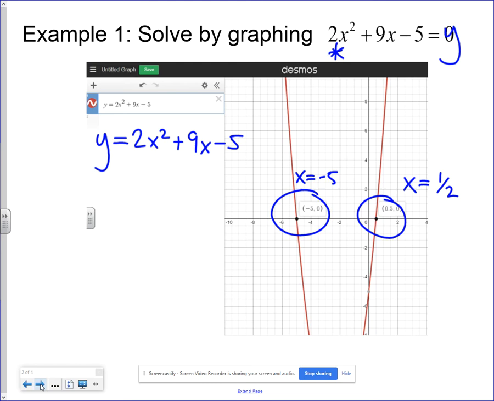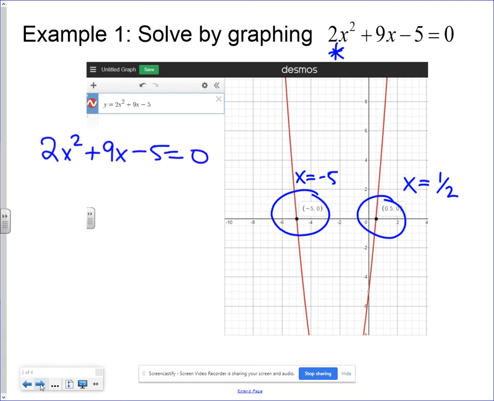x equals 1/2. I could have solved this one by factoring. Let's just do this one by factoring, but you don't have to do it by factoring, because today I want you to just use Desmos. But I want to show you why this works, okay? Plus, it's a good review of factoring. So we got 2x squared plus 9x minus 5 is equal to 0.